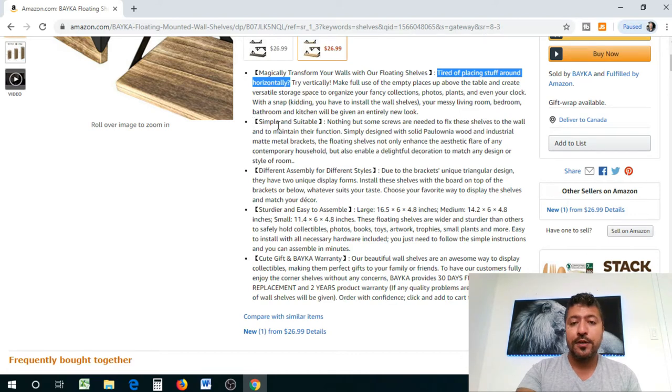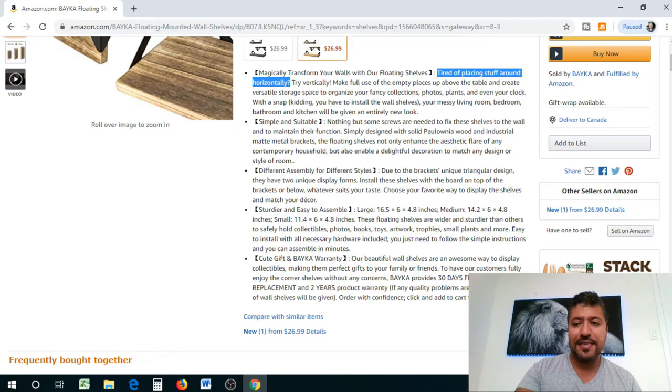They're talking about simplicity and how easy it is to install the product. Easy to assemble right here. They've put the dimensions, guys. They've given some ideas on what to use it for: to safely hold collectibles, photos, books, toys, artworks, trophies. Like, they're trying to tell you what to use this for.